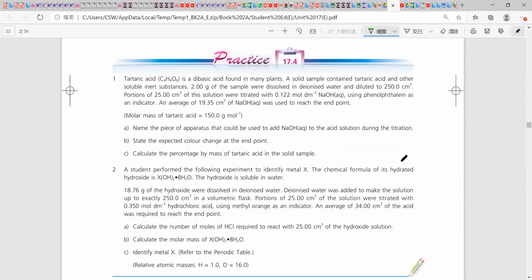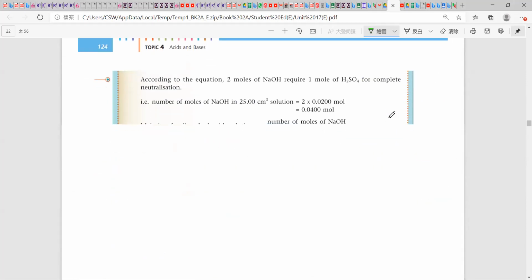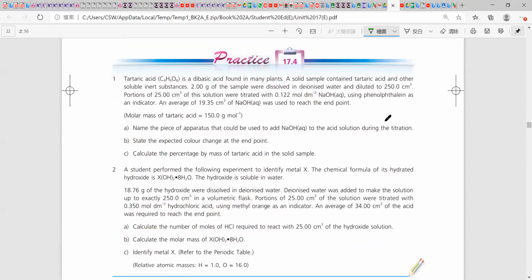You may refer to page 124. This is a very authentic question. Now take a look at the questions. On question 1, first of all, tartaric acid is a dibasic acid found in many plants. A solid sample contains tartaric acid and other soluble inert substances. Inert means no chemical change.